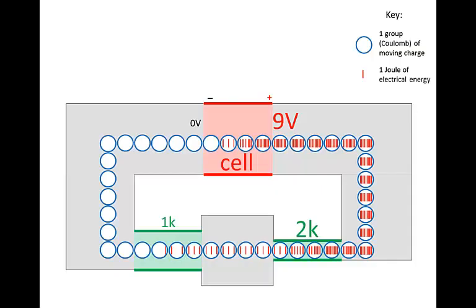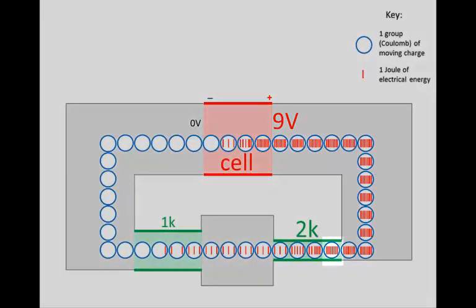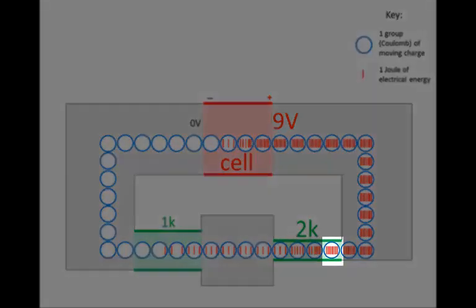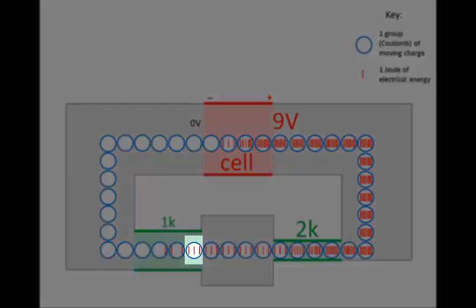Up to now, we've been speaking about the voltage at a point. We said the voltage at the positive terminal is 9 volts. The voltage at the so-called start of the 2K resistor is 9 volts. At the end of it is 3 volts. The voltage at the start of the 1K resistor is 3 volts and at the end is 0 volts.